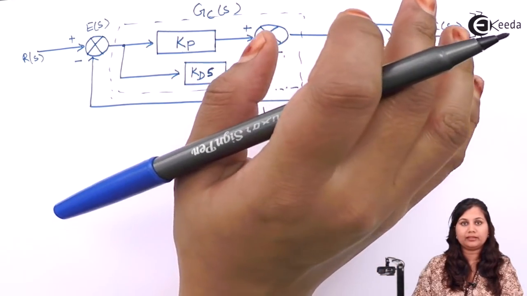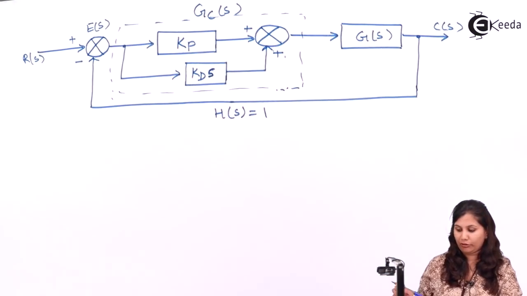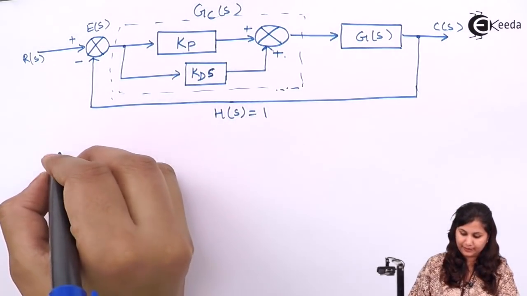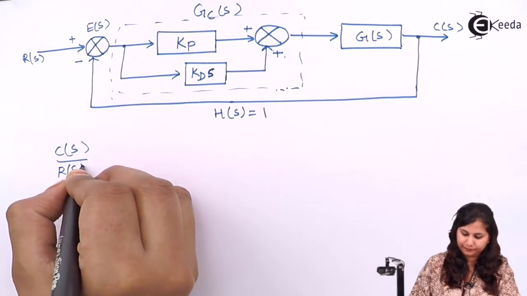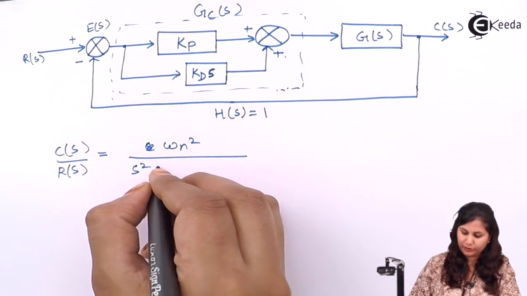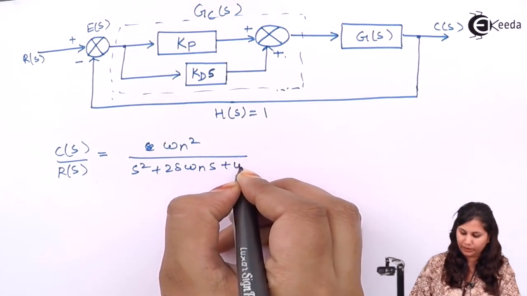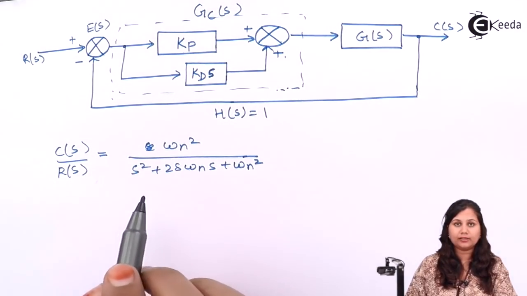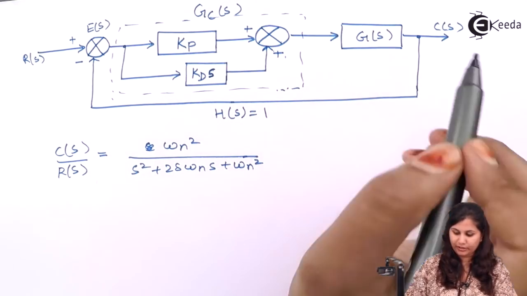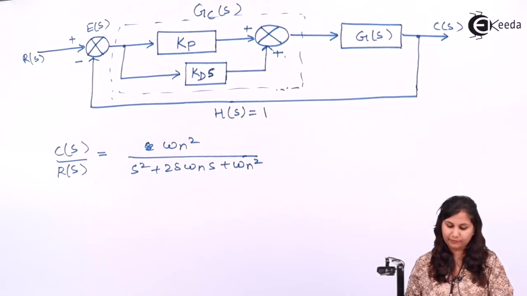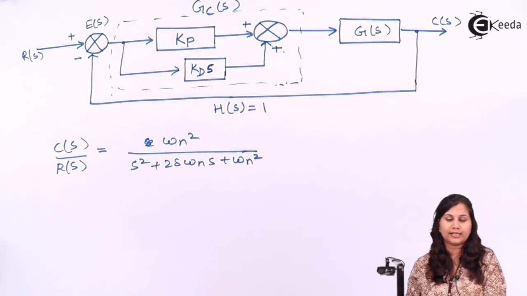Now this G(s) can be the transfer function of the system. If we take a second order control system, then we have the standard form of the transfer function of a second order system as C(s) upon R(s) equals omega n square upon s square plus 2 delta omega n s plus omega n square. So if we keep this transfer function here, then this proportional and derivative action will be applied on the second order control system. So let us draw the block diagram for the second order system.